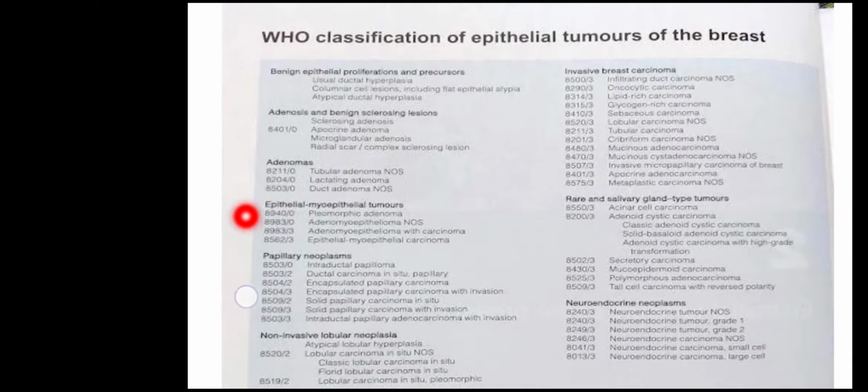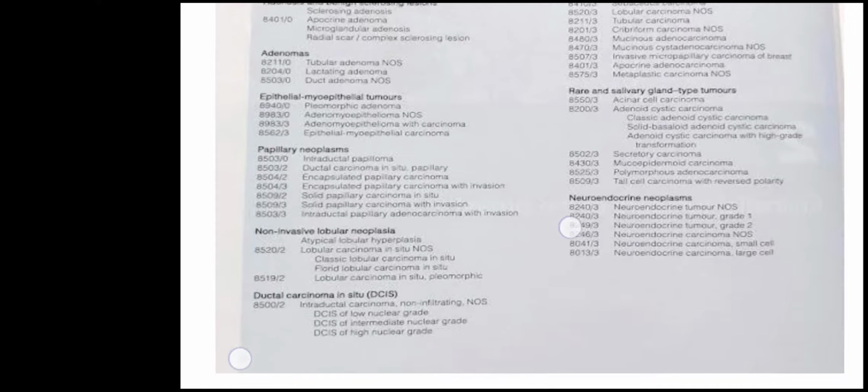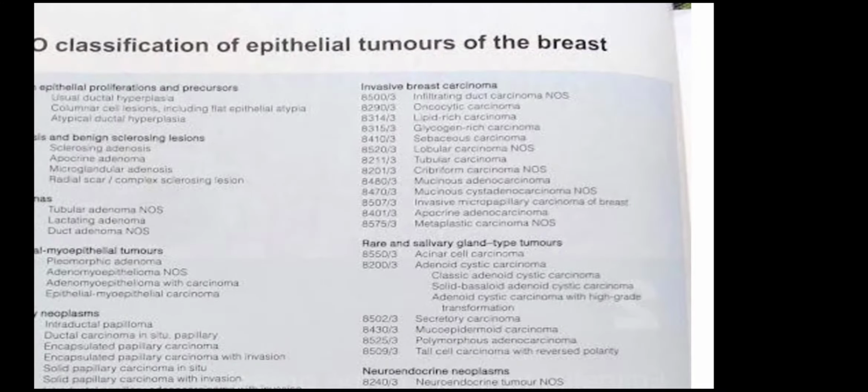Other categories are epithelial-myoepithelial tumors and papillary neoplasms. Then non-invasive lobular neoplasia, again this is important. This is another proliferative precursor lesion, that is atypical lobular hyperplasia. Then ductal carcinoma in situ, again it is very important because it is the precursor lesion having maximum risk of progressing to carcinoma breast. So the next category, which is important for the undergraduates, is invasive breast carcinoma and its types.